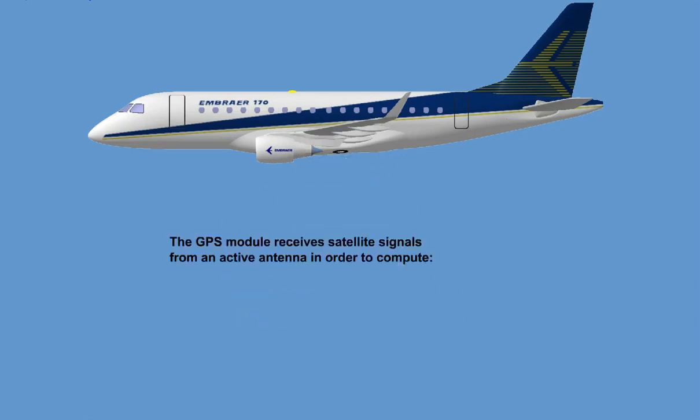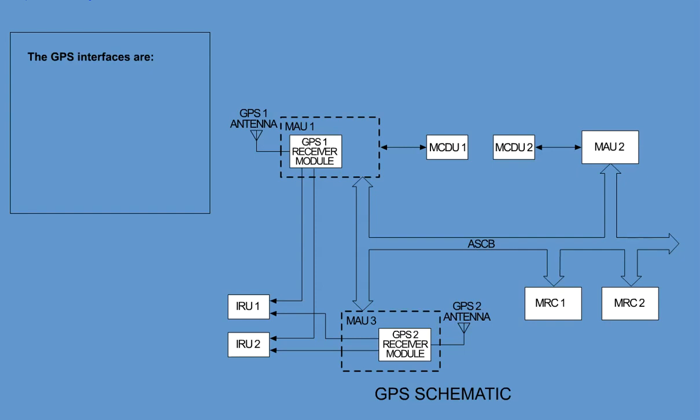The GPS module receives satellite signals from an active antenna in order to compute airplane position, velocity, and time. The GPS interfaces are the clock, the optional ELT navigation unit, the IRS, the EGPWS, the FMS, the CMC, and the master warning function, which receives signals to display the GPS CAS messages.